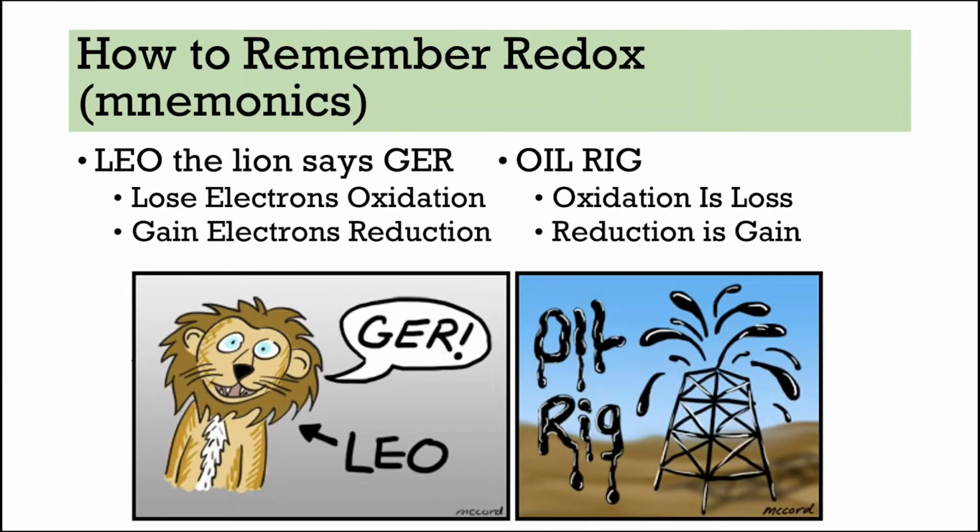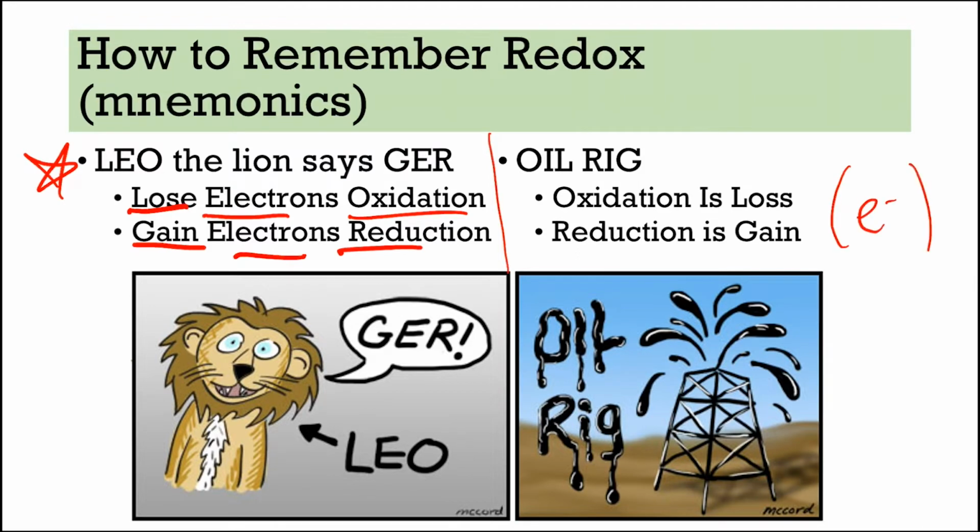A quick way to remember this, and this one's my favorite: Leo the lion says GER, and what this stands for is that loss of electrons is oxidation, gain of electrons is reduction. That tells you what happens to the electrons and what part of redox it is. The other one that people like to use a lot is OIL RIG, which stands for oxidation is loss, reduction is gain. You just need to remember we're talking about electrons. That's why I like Leo the lion better, but whatever helps you the best is up to you.